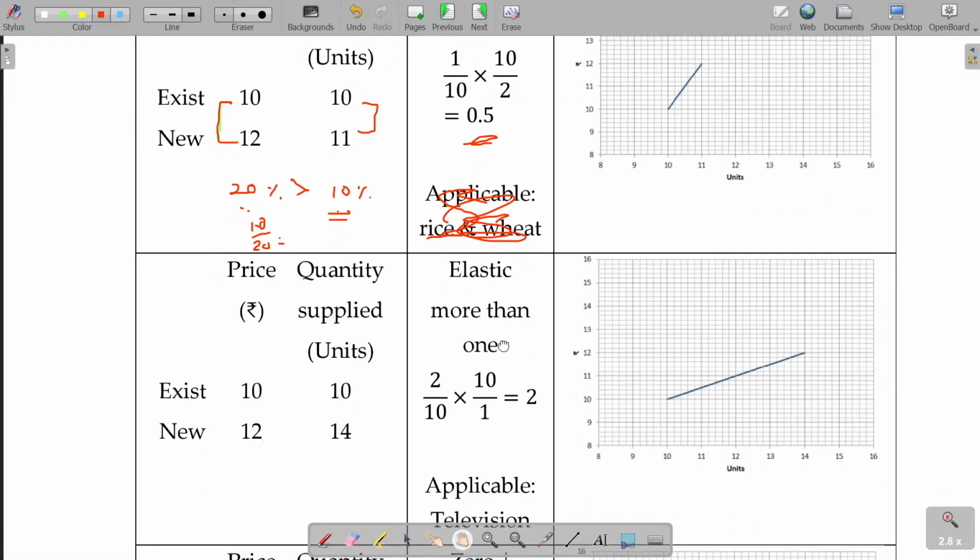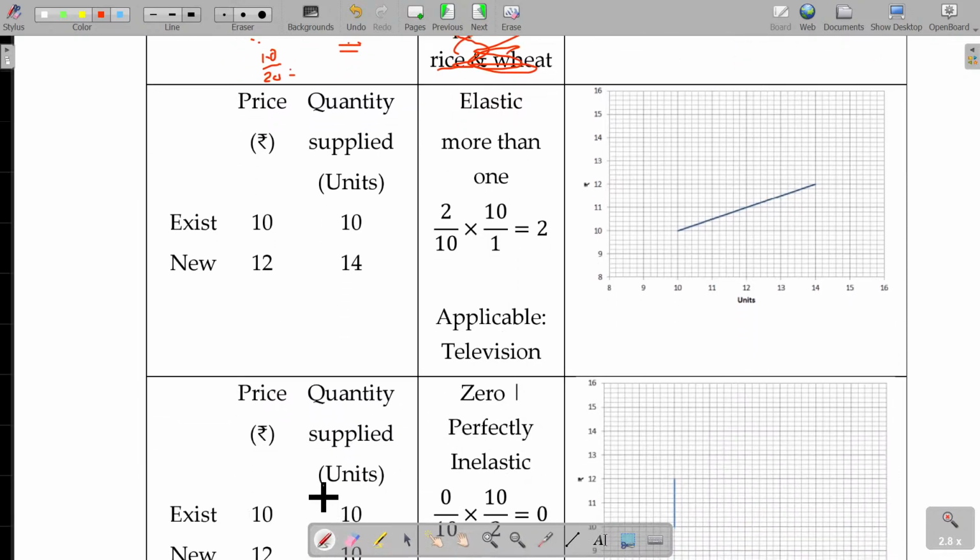Right. Next one being, if the price is increasing from 10 to 12, a 20% increase is there. But when the quantity supplied also changes, from 10 to 14, what's the percentage change? 4 by 10, 40% change. The change in quantity supplied is higher than the price change. So then 40 by 20, two times will be there. So more than one elasticity. This is called more than one, elastic.